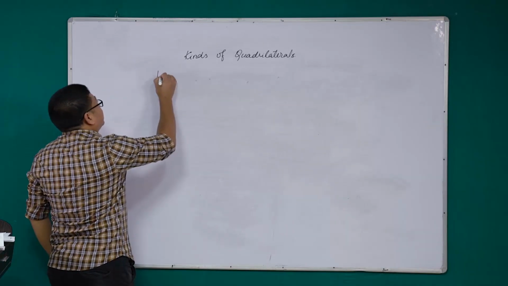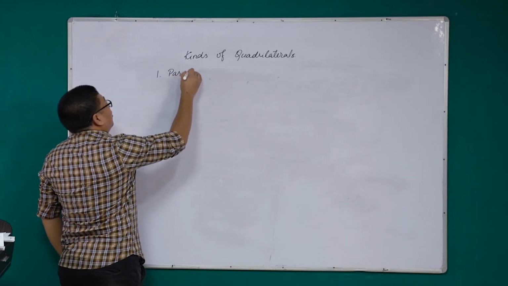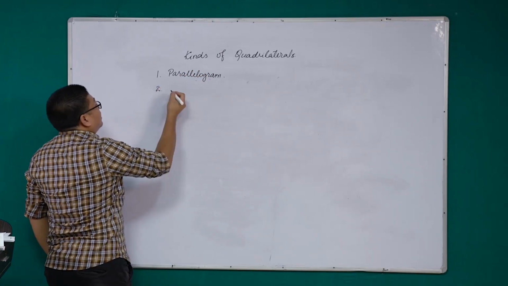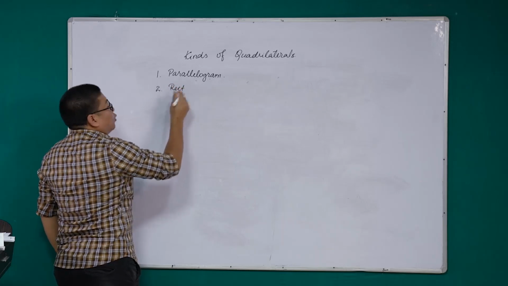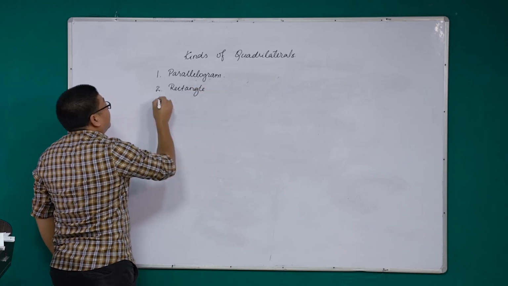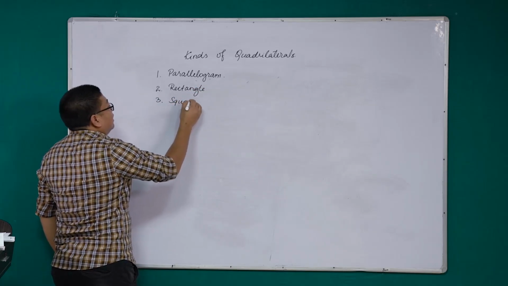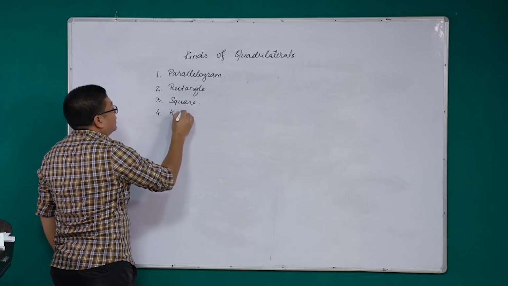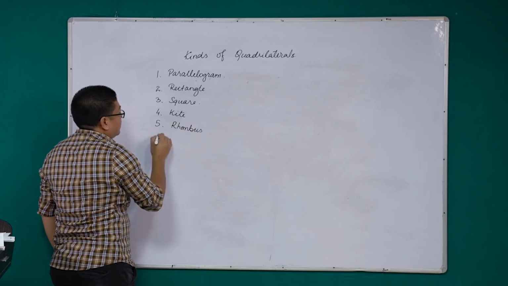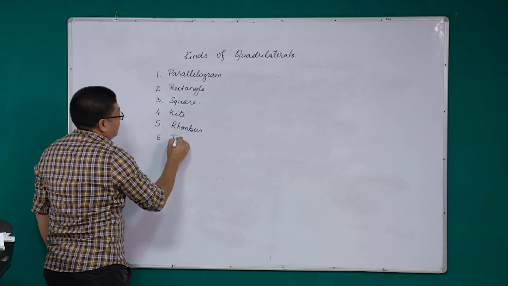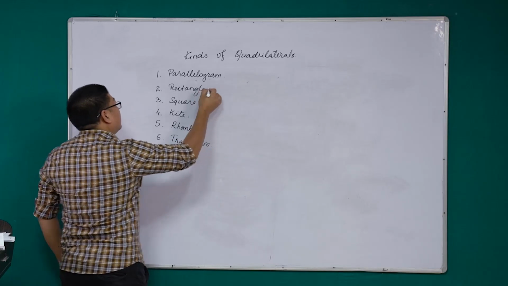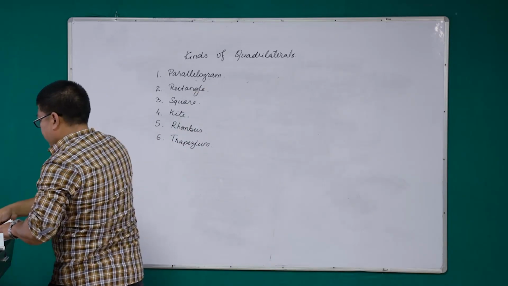The first one is called a parallelogram. The second one is rectangle, though it should not always be in this order, it can be in any order. The next one is square. The next is kite, rhombus, and trapezium.